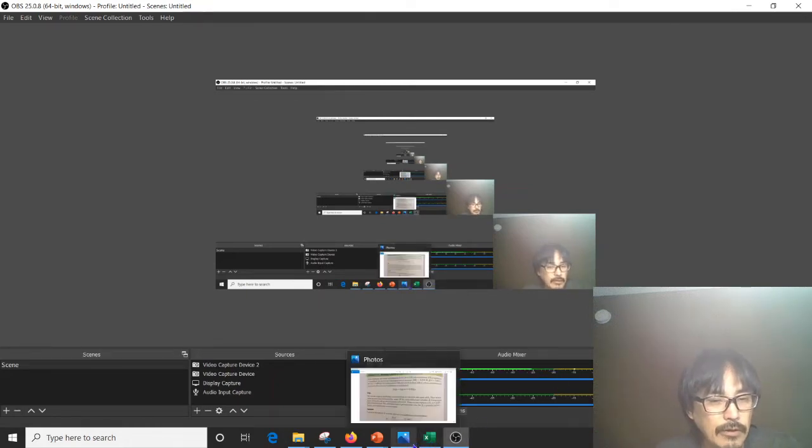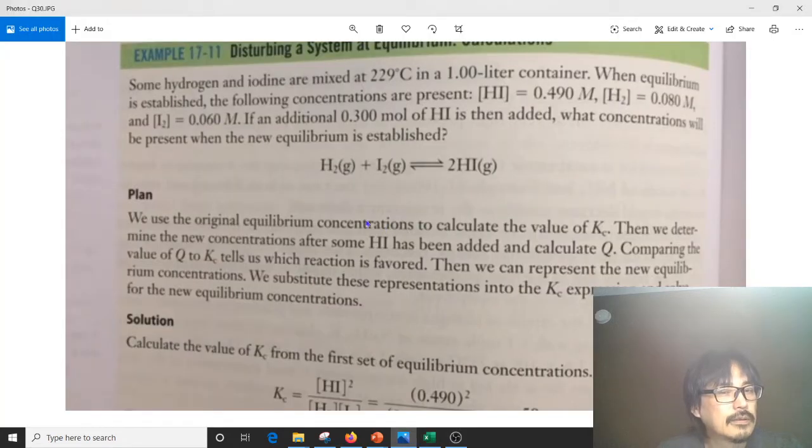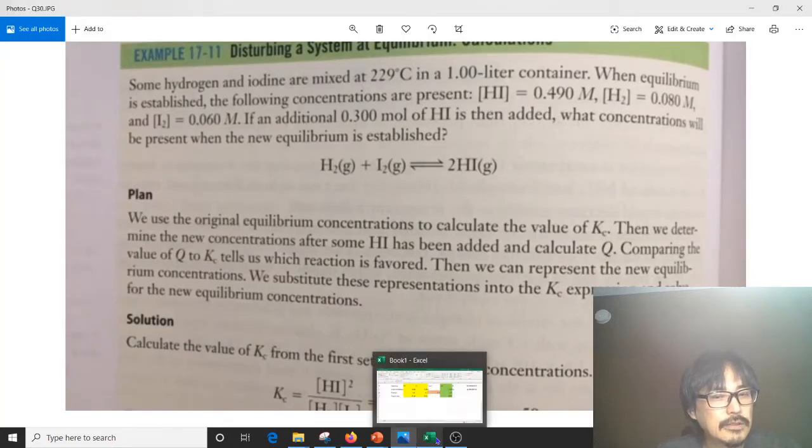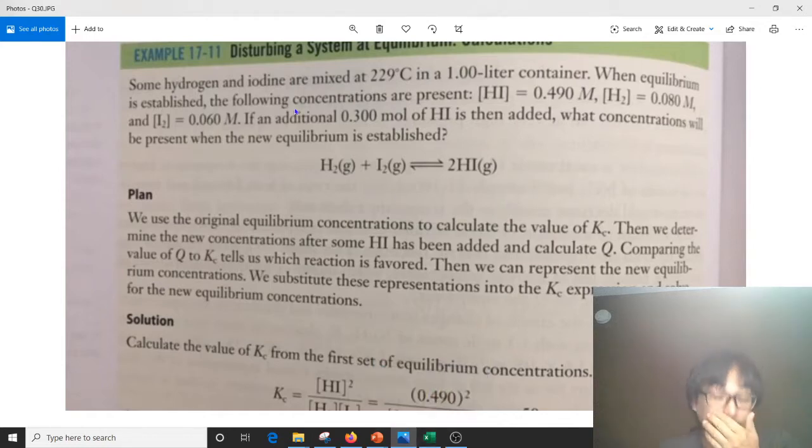Okay, so let's do question number 30. What you need to do is to actually read this problem and understand what's going on here. It looks like initially the solution that contains this and that is at equilibrium, and you already know that the reaction is given as is, like this.